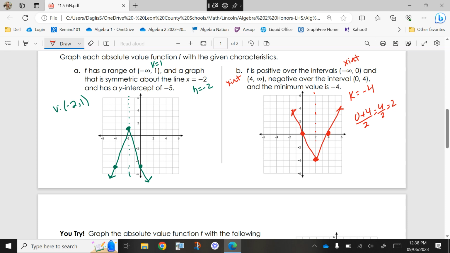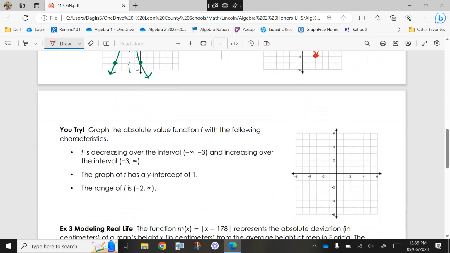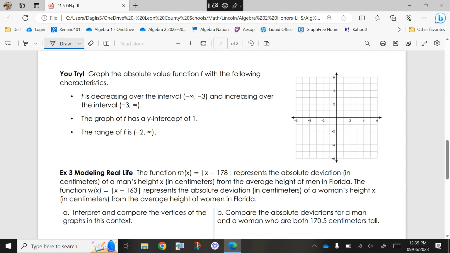Now it's time for you to do one. Yay. So you try. There's one for you on the back. There are 3 characteristics that I've given you. It is decreasing over the interval -infinity to -3, and it's increasing over the interval -3 to infinity. So Arlington, remember what you said last time. This is where you want to use that. Okay. The graph has a y-intercept of 1, and the range is -2 to infinity. So I want you to try this top one on the back.